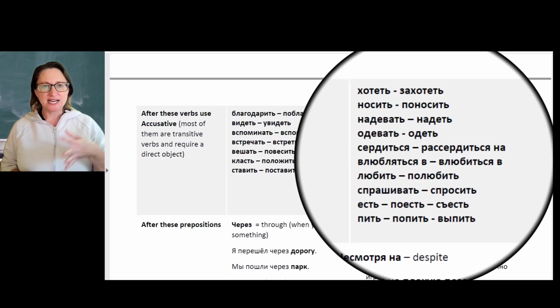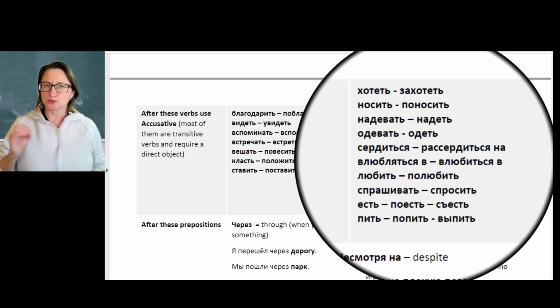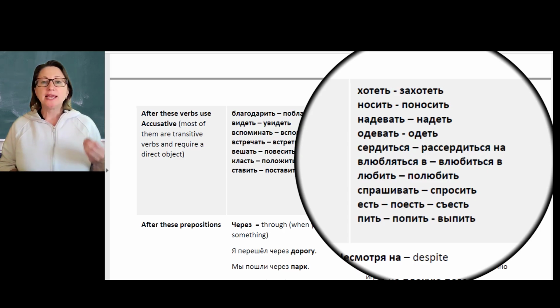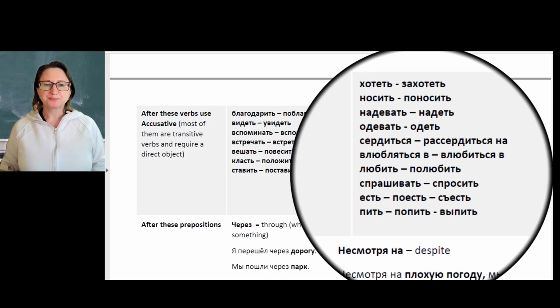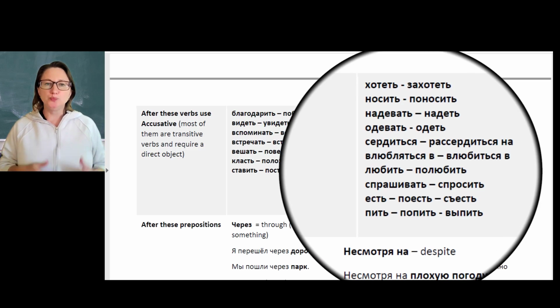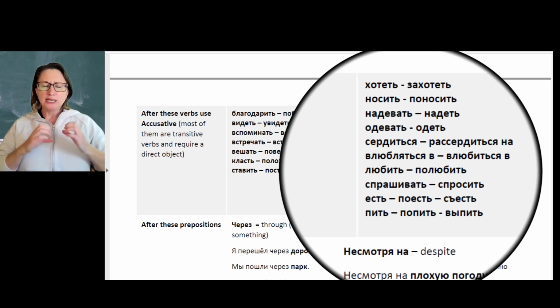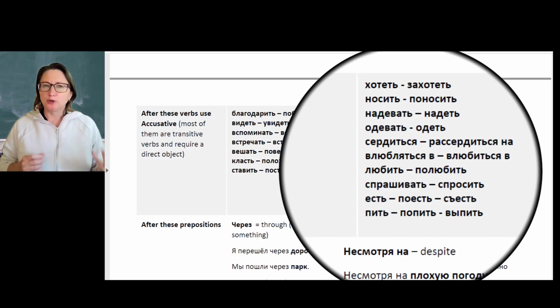So сердиться, рассердиться means to be angry or to get angry at somebody, and it goes with на plus accusative. And then влюбляться, влюбиться, to fall in love with somebody, goes with в plus also accusative. And then the next one is любить, полюбить. The verb любить is pretty versatile. It means to love, with these strong feelings and emotional connection. And it can be about people, or it can be about some items. You know, for instance, I so love this movie. Я так люблю этот фильм.